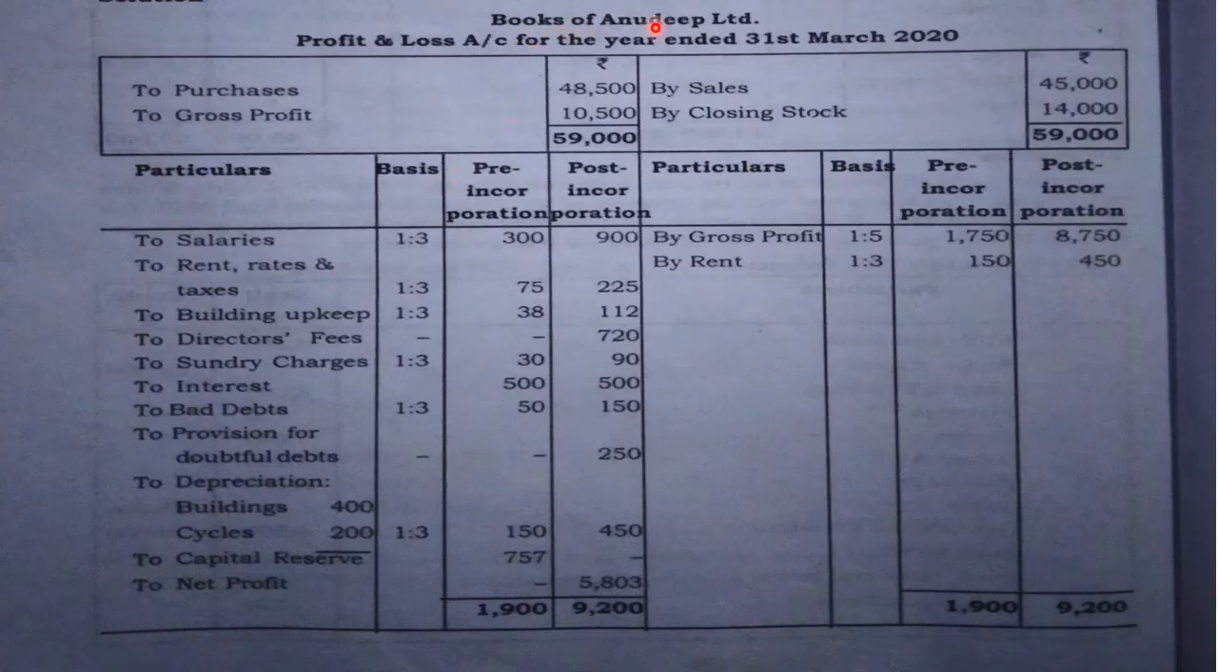So first you write in the books of Anudeep Limited, profit and loss account for the year ending 31st March 2020, or you can write trading account for the year 2020. Okay. Then after the trading account, you can give the heading P&L account for the year ending 31st March 2020. But first you have to calculate the gross profit because the gross profit is not given. So first you'll draw the lines for this trading account.